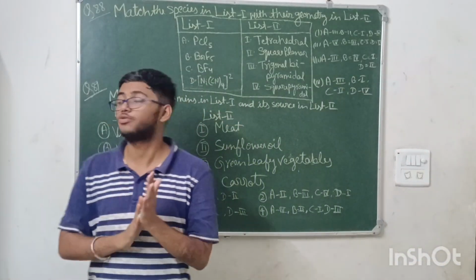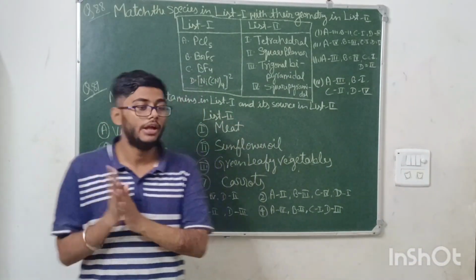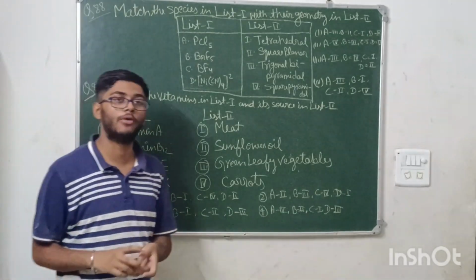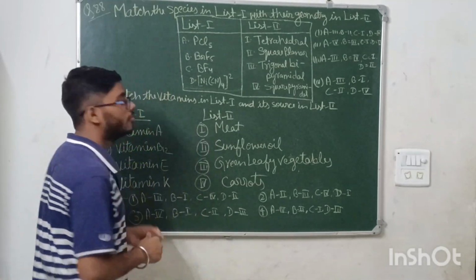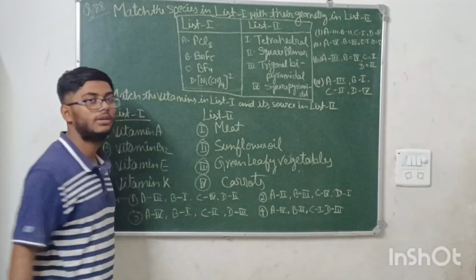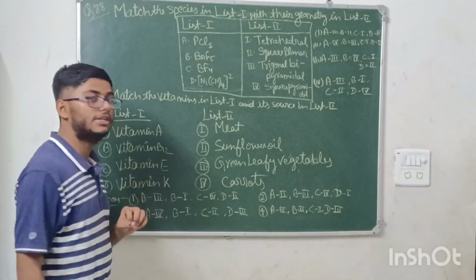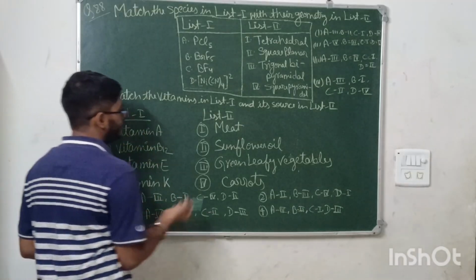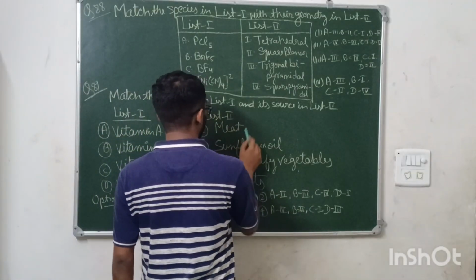Okay guys, moving on to next questions number 88 and 89. 88 is again from the chapter coordination chemistry and 89 is from the chapter biomolecules. Okay, so first of all we solve question number 89. It is match the following. Very easy, the data is given in the NCERT. It is saying which vitamin is obtained by which following food product.